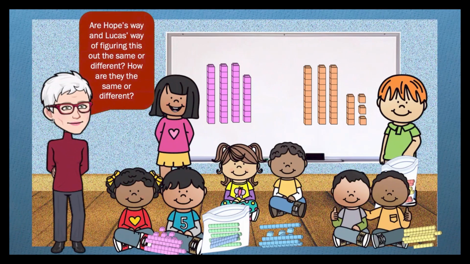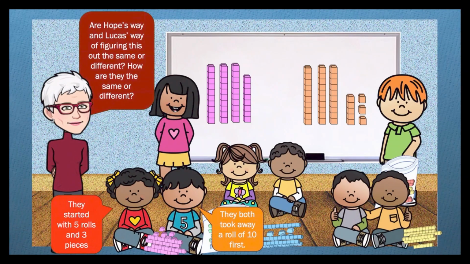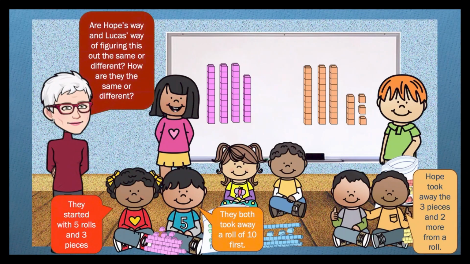For example, in the discussion of this question, students might talk about how both Hope and Lucas started off with 5 rolls and 3 pieces, and they will notice that both started by taking away a roll for the 10 in the 15. As an aside, children almost always take away the 10s first. It is at that point that the 2 solutions differ. Hope took away the 5 by using the 3 pieces that were there initially, and then 2 more pieces from another roll. Lucas took away the 5 that he needed to give to the customer from 1 roll, leaving 5 from that roll and the 3 pieces that were initially there.